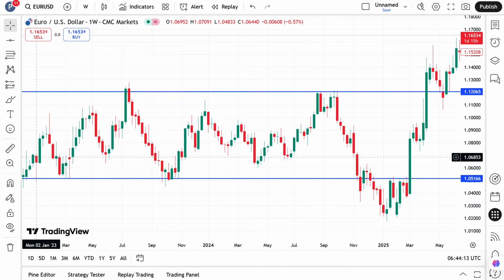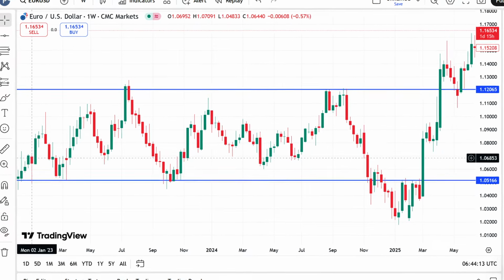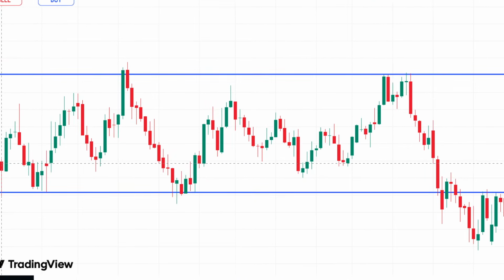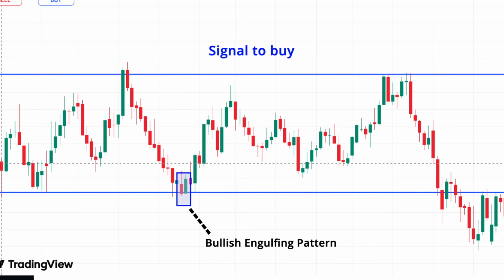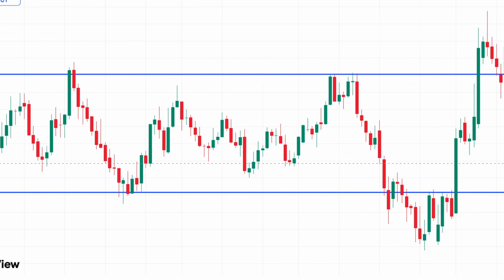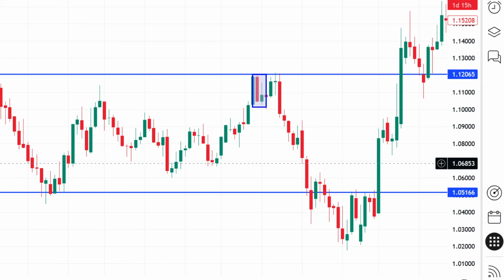Still around the support, you would notice times where a big green candle completely covers the red candle before it. That is called a bullish engulfing pattern. It means that sellers tried to push the market down, but buyers came in with even stronger momentum. At support, when you see a bullish engulfing pattern, that is a signal to buy. And the reverse is also true for resistance. At resistance, a big red candle swallowing a green one is a bearish engulfing pattern, and it's a signal to sell.